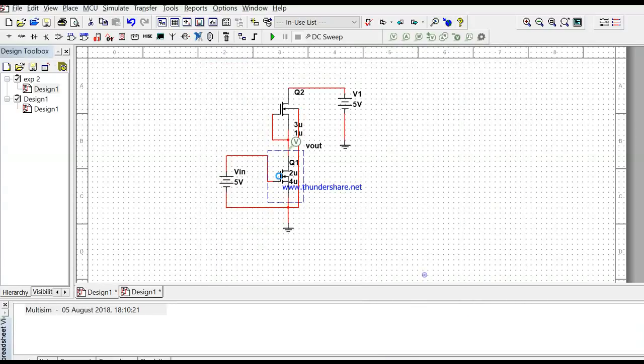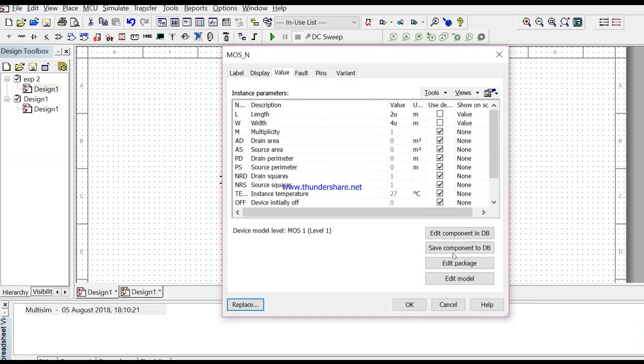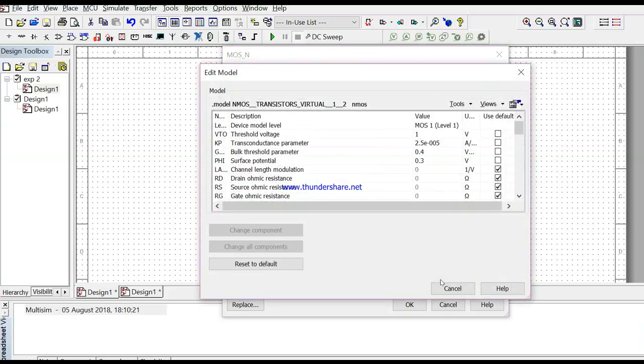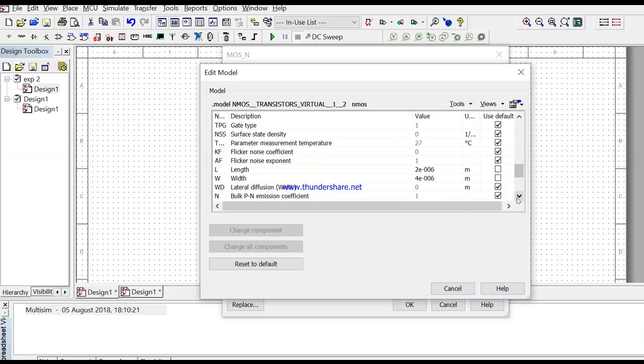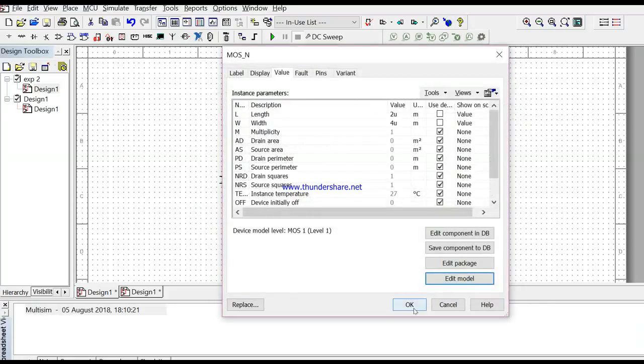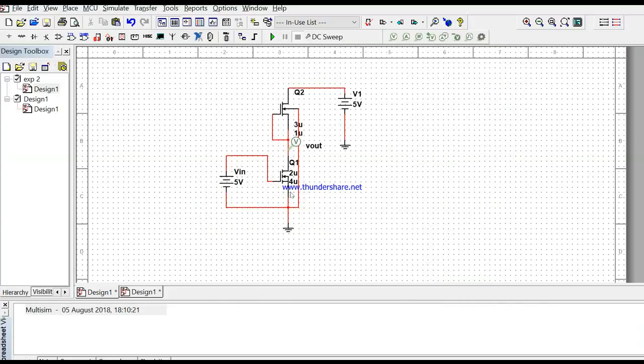Similarly, you have to do for the driver transistor. You have to change the W by L of driver. Here, threshold voltage is 1 volt. Transconductance parameter is 25 micro. And W by L again it is 2. So therefore I have arranged it like W is 4 and L is 2. So it will become W by L of driver is 2. Then again select change component and you will get the parameters.